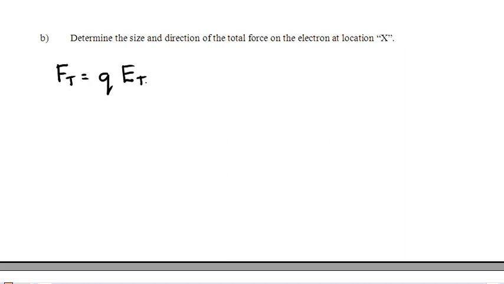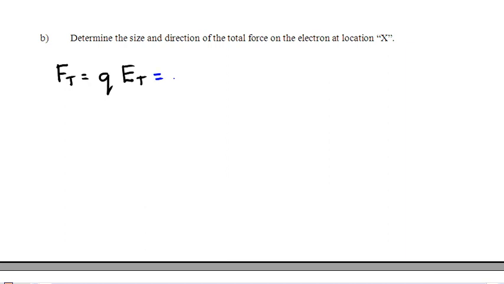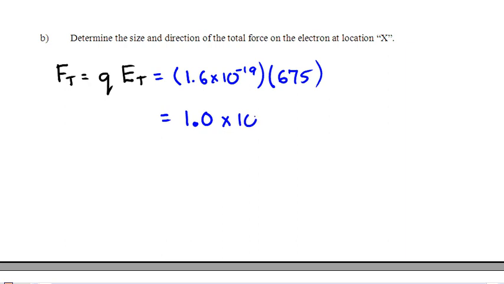Now, we don't usually put minuses in for fields and forces, so you just got to remember that you're dealing with an electron. Let's just go with the numbers. 1.6 times 10 to the negative 19 coulombs, and then the total, 675 newtons per coulomb. When you multiply all that out, you end up with 1.0 times 10 to the negative 16 newtons. But here's the catch.